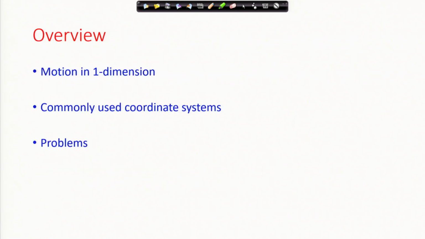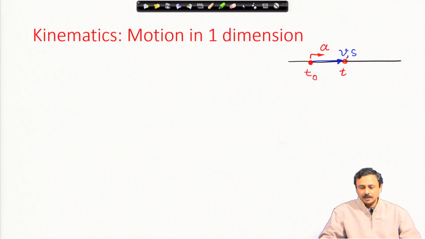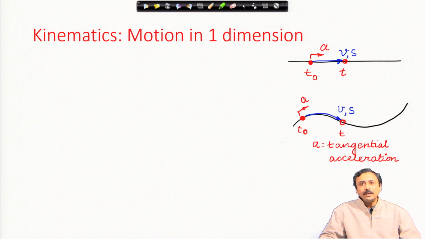To give you an overview of what we are going to do today in this lecture, we are going to study motion in one dimension. We are going to look at the commonly used coordinate systems, and we are going to look at some problems. Whenever we say motion in one dimension, the typical picture in our mind is a particle moving on a straight path, but that need not always be the requirement. It could be a curved path, but the acceleration specification must always be tangential to the path.